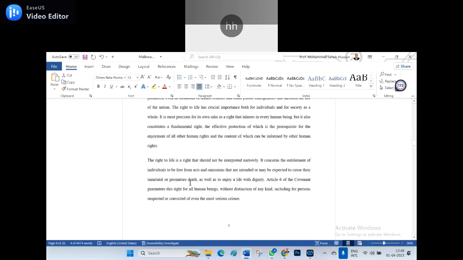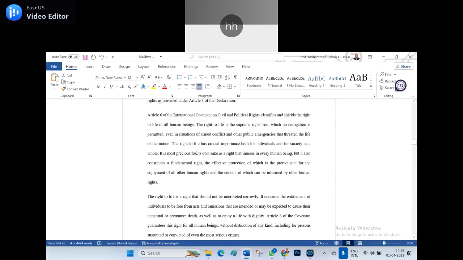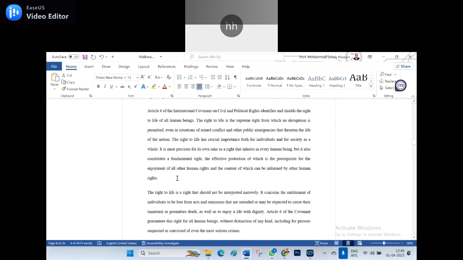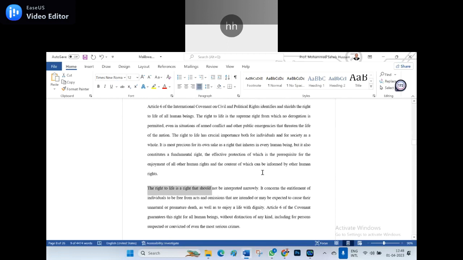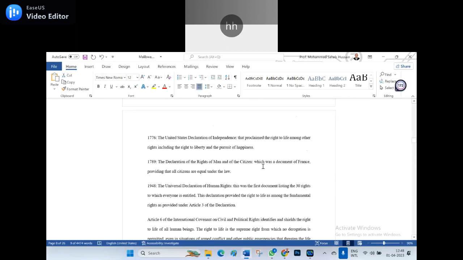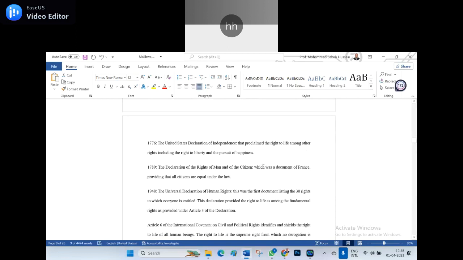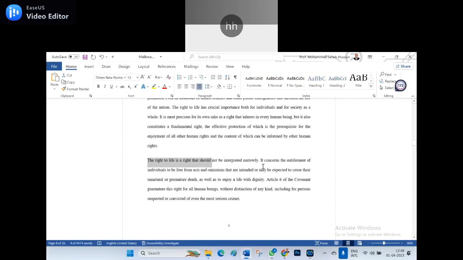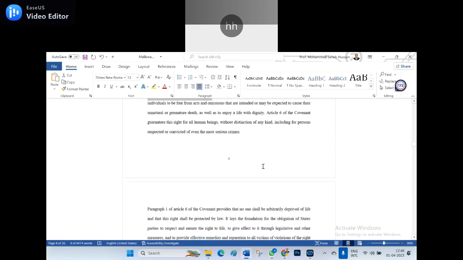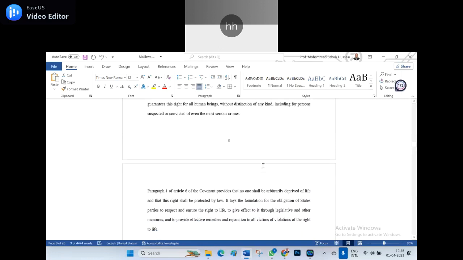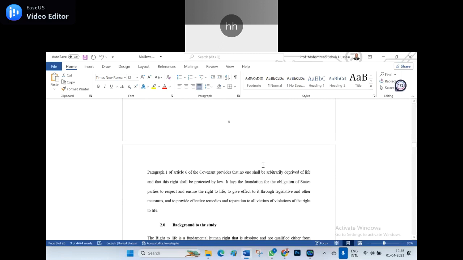And again, the right to life, up to that extent, you make it a paragraph. Then the right to life is there. The right to life should not be interpreted narrowly, which is given on page number 8. Right to life, from there it is okay, no problem. But other things, put them all in paragraphs.